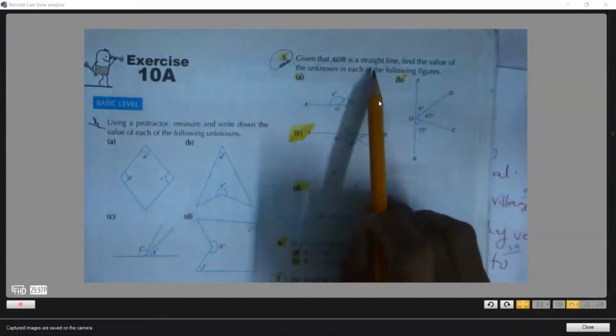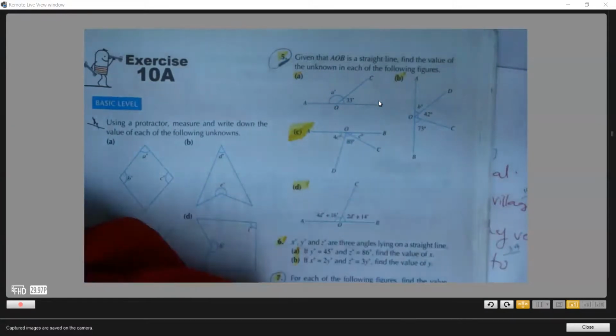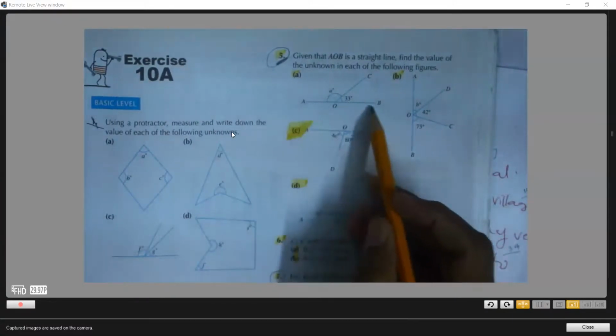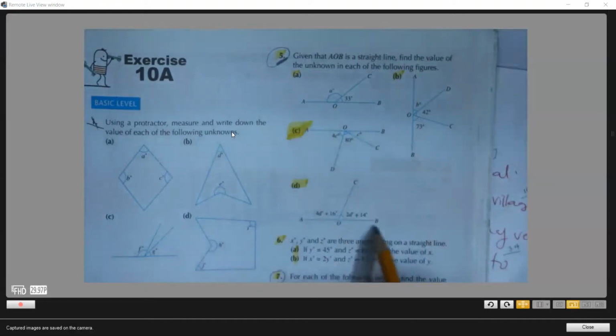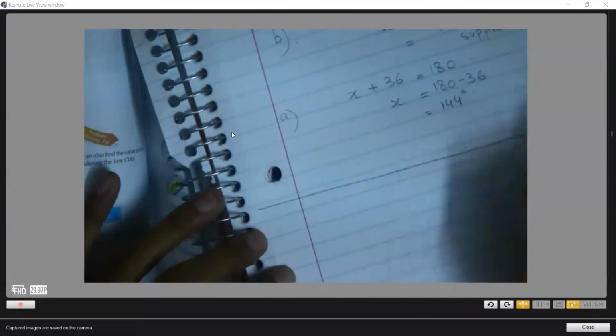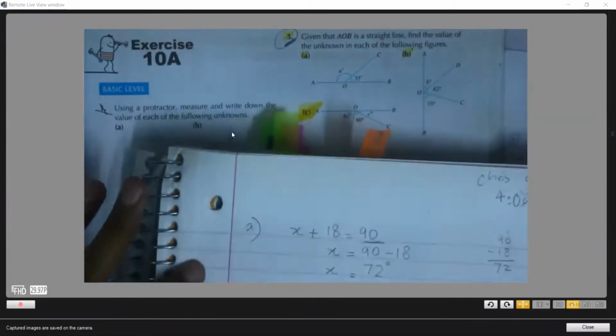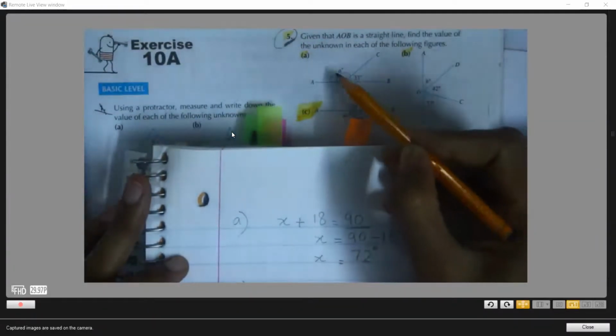Given that AOB is a straight line, find the value of the unknown in each of the following. So all these AOBs, this is AOB, AOB, AOB, AOB. All of these are straight lines, okay? The sum of angles on a straight line is equal to 180, right? So that's easy then. So 180 minus 33, question number 5, part A. The sum of 33 plus A should be 180, right?